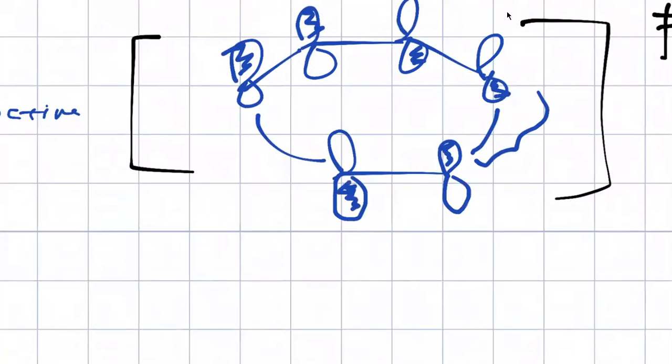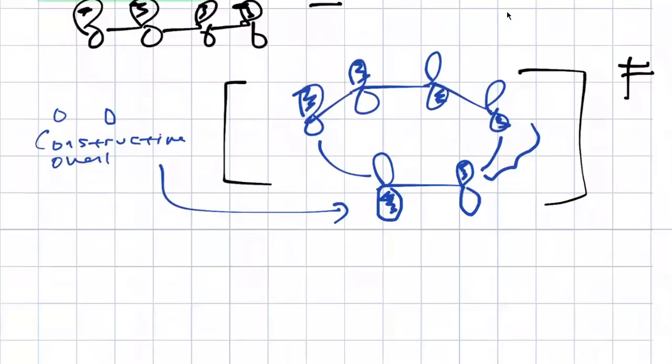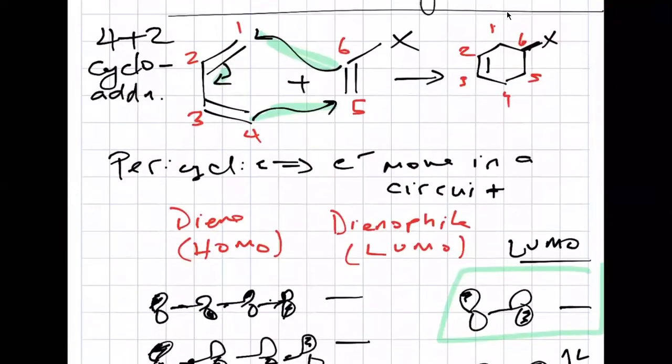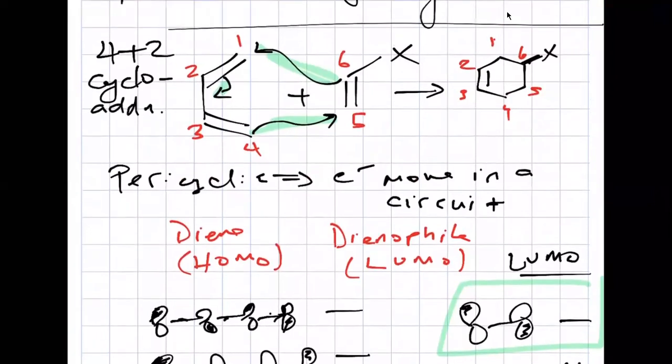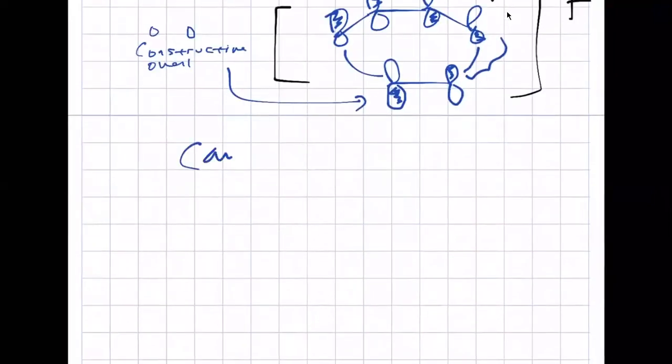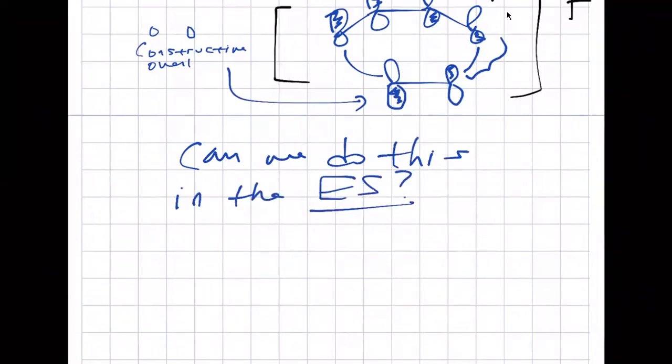All right, so we need that constructive overlap there. Now that reaction takes place, no problem, right? You heat it up. Normally you run a Diels-Alder, a 4+2, at slightly higher temperature, somewhere like 100 degrees or so, no problem. What do you think is going to happen if we did this? Because this is all ground state. What do you think is going to happen if we did this in the excited state?